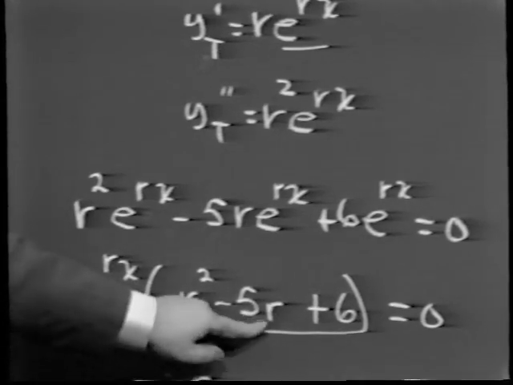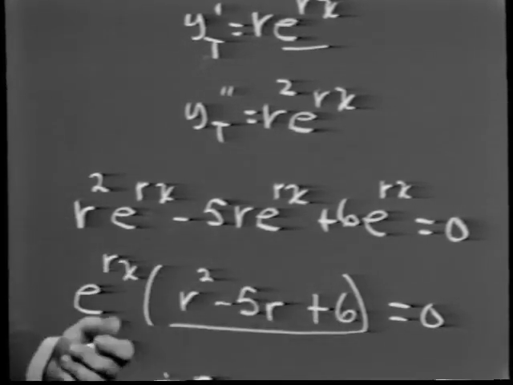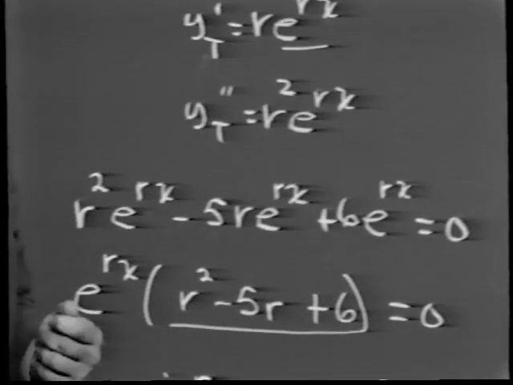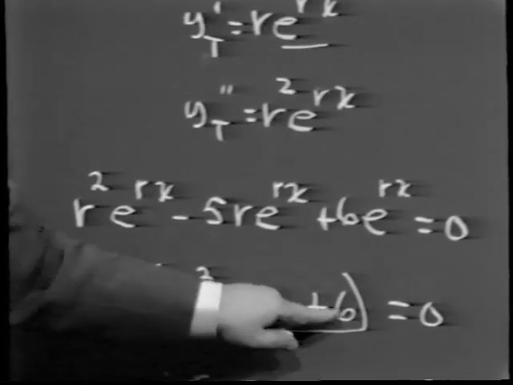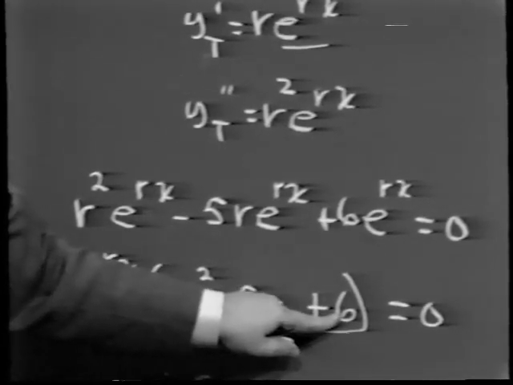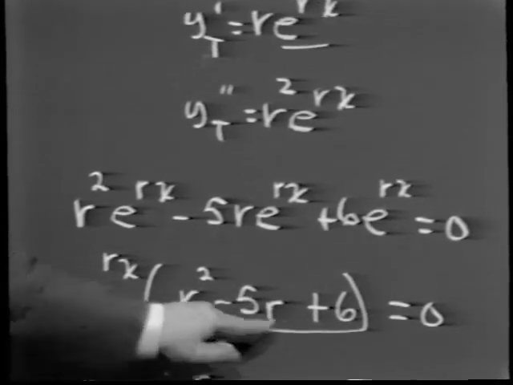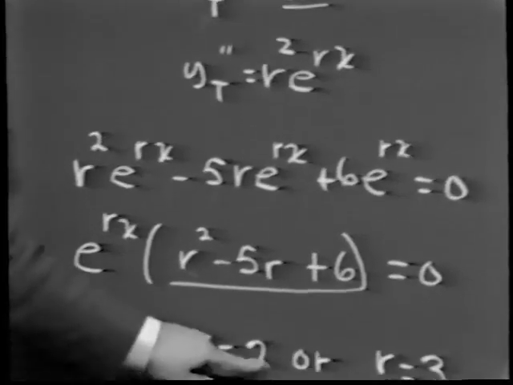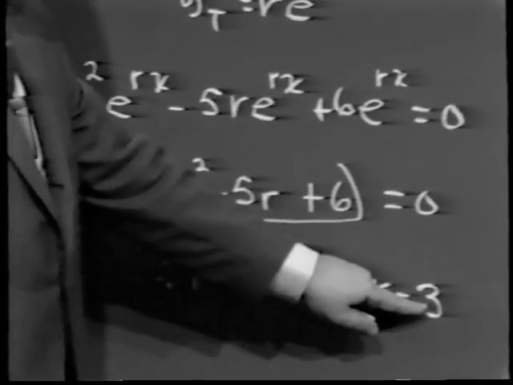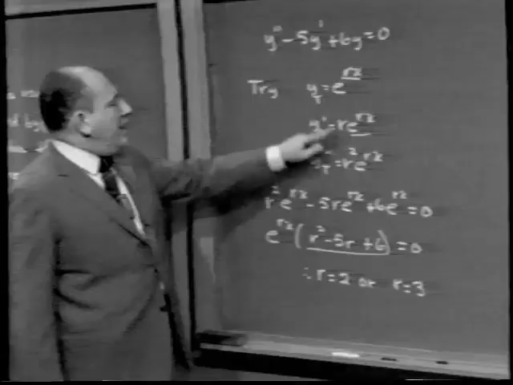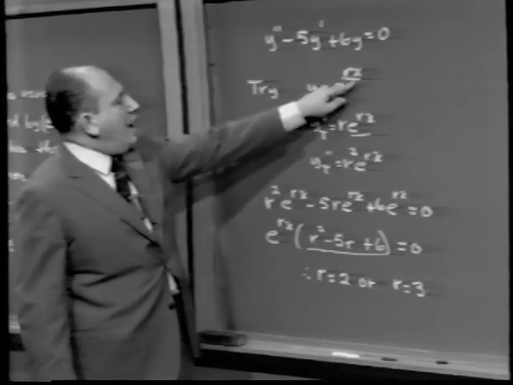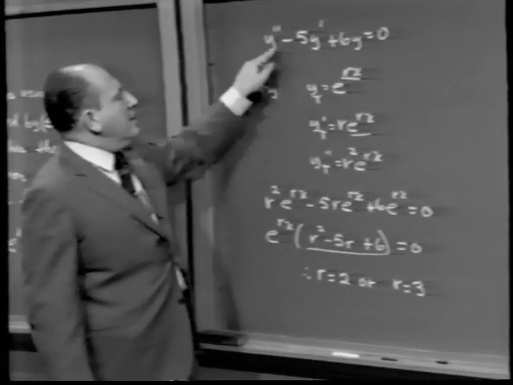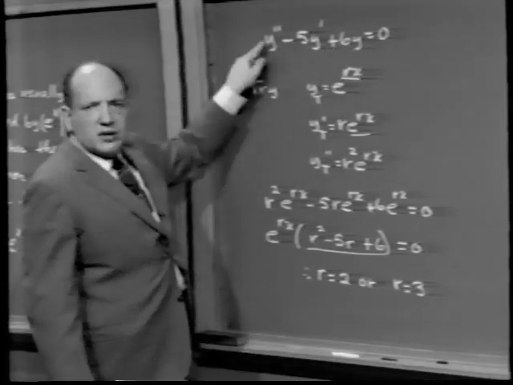But r squared minus 5r plus 6 is not a second-order differential equation. It's a second-degree polynomial equation. It's a familiar quadratic equation, which I can solve quite easily. In other words, I find what? That r must be either 2 or r must equal 3. In other words, my claim is that either e to the 2x or e to the 3x must be a solution of this particular equation.